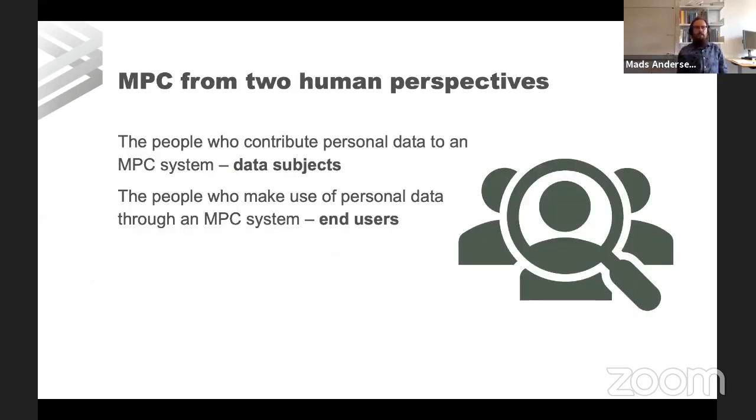In the project, we looked at MPC from two different human perspectives. I need to say that the project was carried out in the health industry: how do we make use of personal data in the health industry? So we have the people who contribute their personal data into an MPC system, which I'll refer to as data subjects. The other perspective is the people who make use of this personal data in some sort of MPC system. It can be a data analyst who wants to calculate an average or something like that. I'll refer to that as an end user.